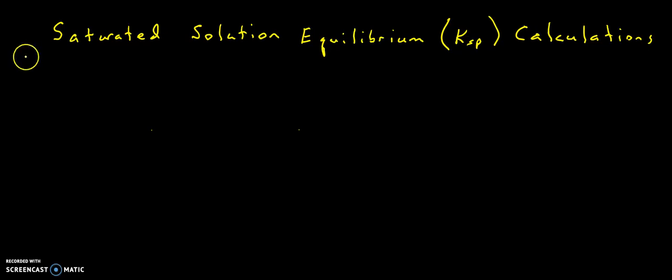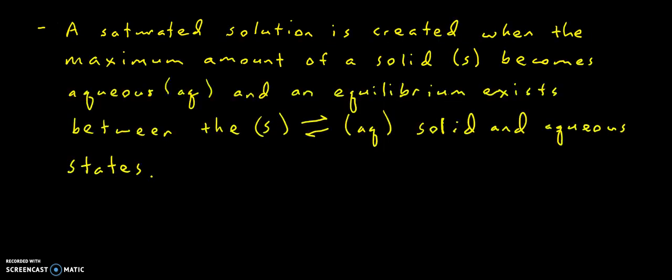We're going to take a look in this video at saturated solution equilibrium, which would be a Ksp calculation. Now, as a reminder, a saturated solution is created when the maximum amount of a solid becomes aqueous and an equilibrium exists between the solid and the aqueous states in this system.